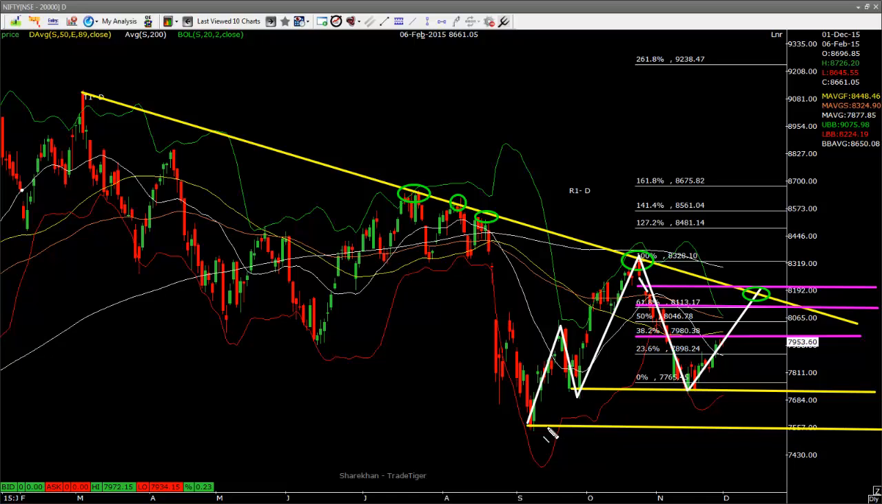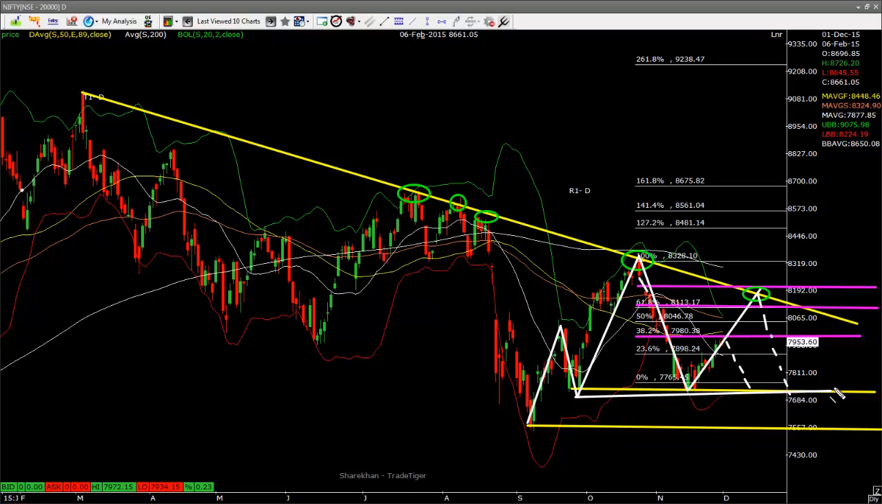Now look, left shoulder, head, and the right shoulder will be formed like this. It's not yet formed. Probably it can get formed if we start moving down from 38.2%, if we start moving down from here, or we start moving down from here. So there are two possible places where the right shoulder can happen.